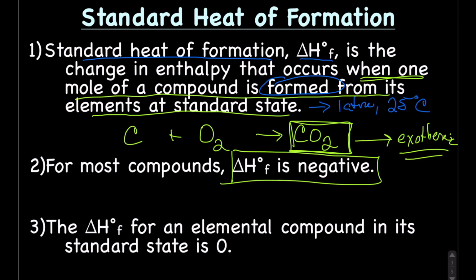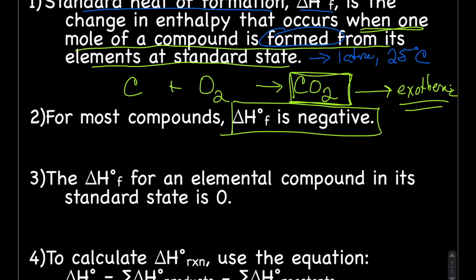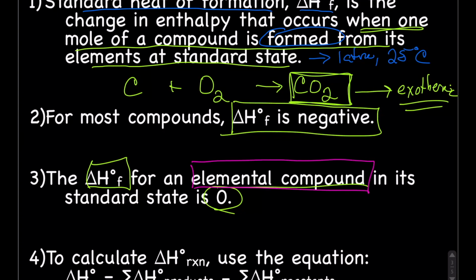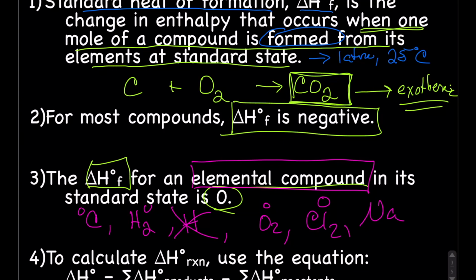A couple things you need to know is that the delta HF for an elemental compound in its standard state is 0. What do I mean by an elemental compound in its standard state? From the example above, elemental carbon is commonly monatomic, or by itself. Its delta H would be 0. H2 would be 0. H would not be 0 because that is not in the standard state. It would take some effort to get there. O2 would be 0. Cl2 would be 0. Sodium, 0. So the delta HF for an elemental compound, whether it's monatomic in its natural state or diatomic in its natural state, is going to be 0.